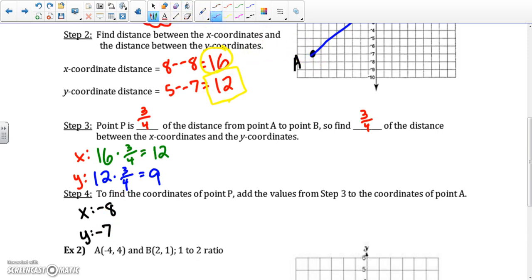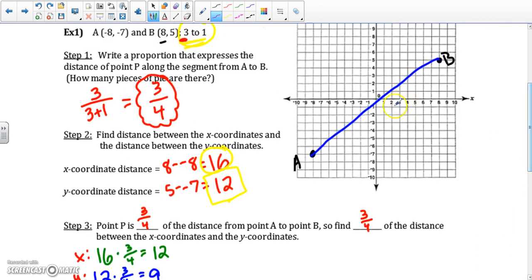So now what we do to find that final point P is we just add on the distance we found. So 3/4 of the total distance was 12. So we add 12 to our starting point. Equals 4. Same thing for the y coordinates. The total y distance was 12. That 3/4 proportion of 12 is 9. So we add 9 on to our original y coordinate. There's our point, 4, 2.